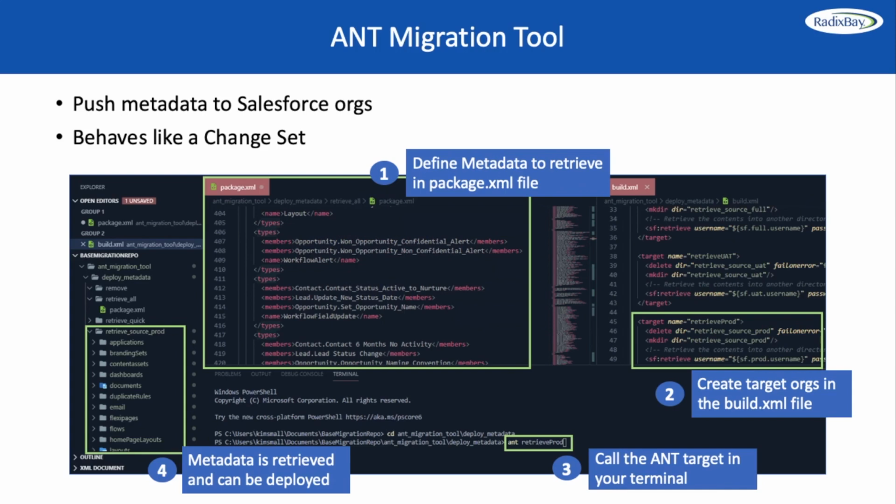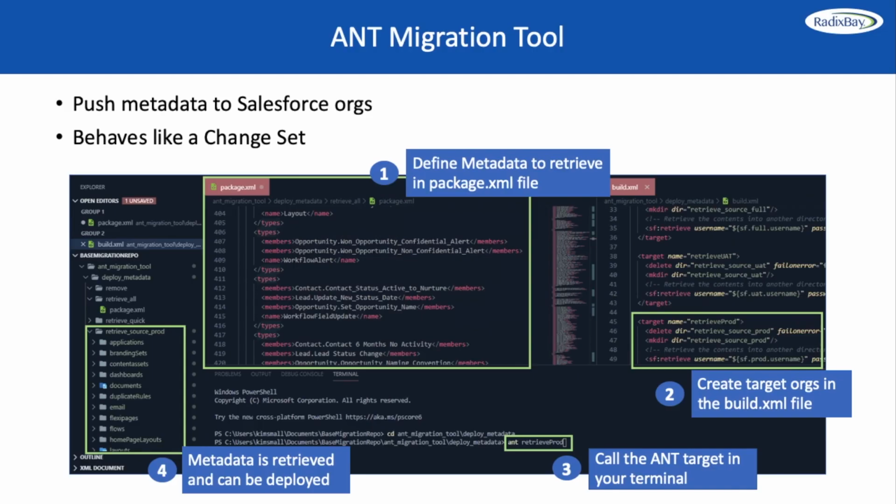Normally, you would use change sets to deploy configurations, but you can use the ANT migration tool to retrieve and deploy your Salesforce configurations. The ANT migration tool allows you to move configurations to or from any Salesforce org. They don't even have to be related orgs.